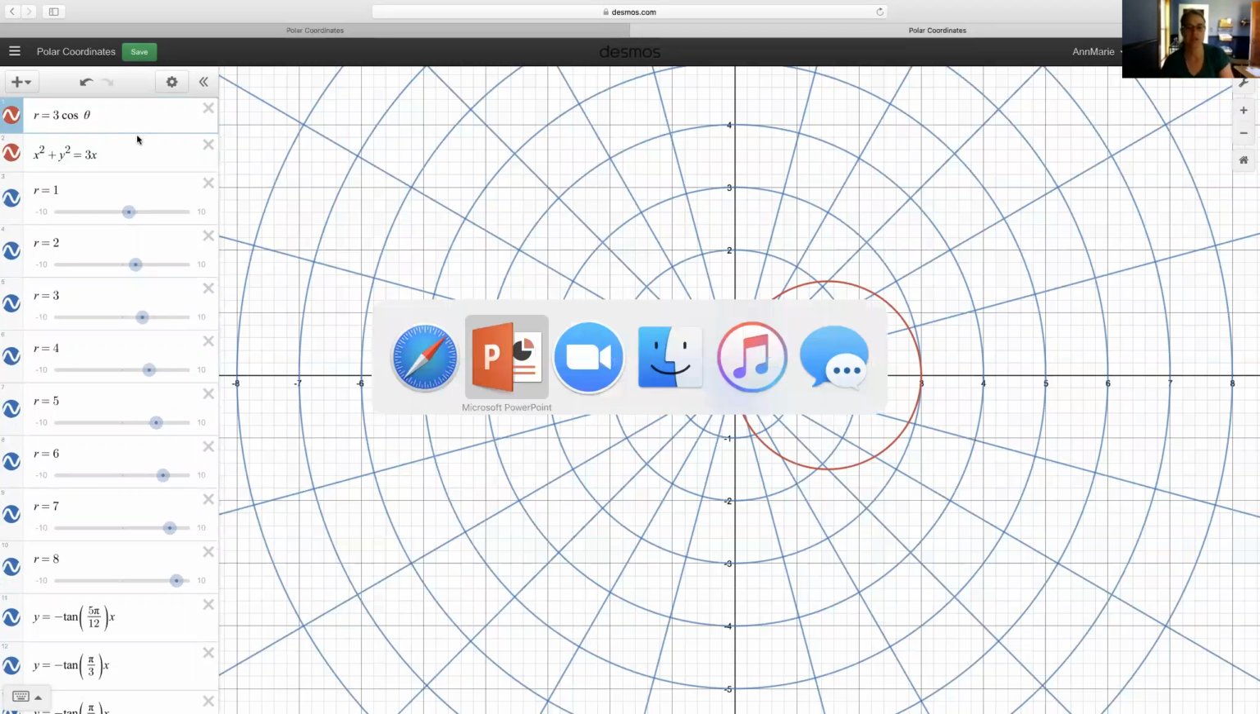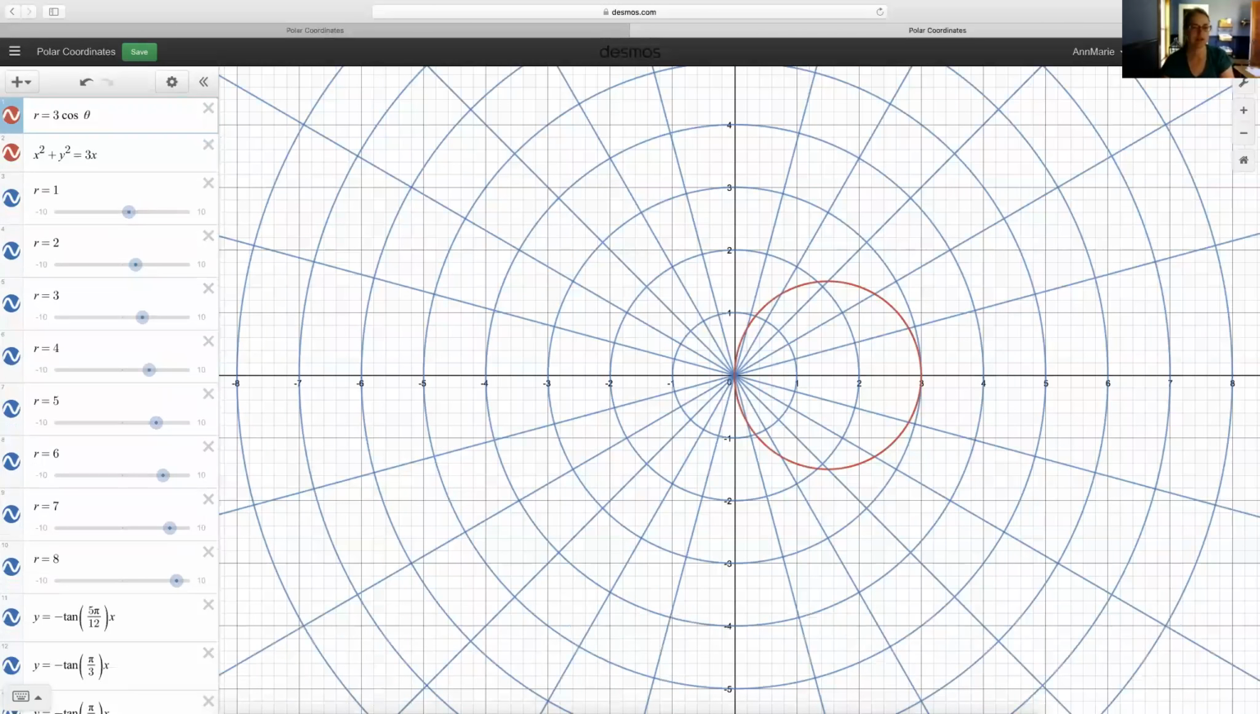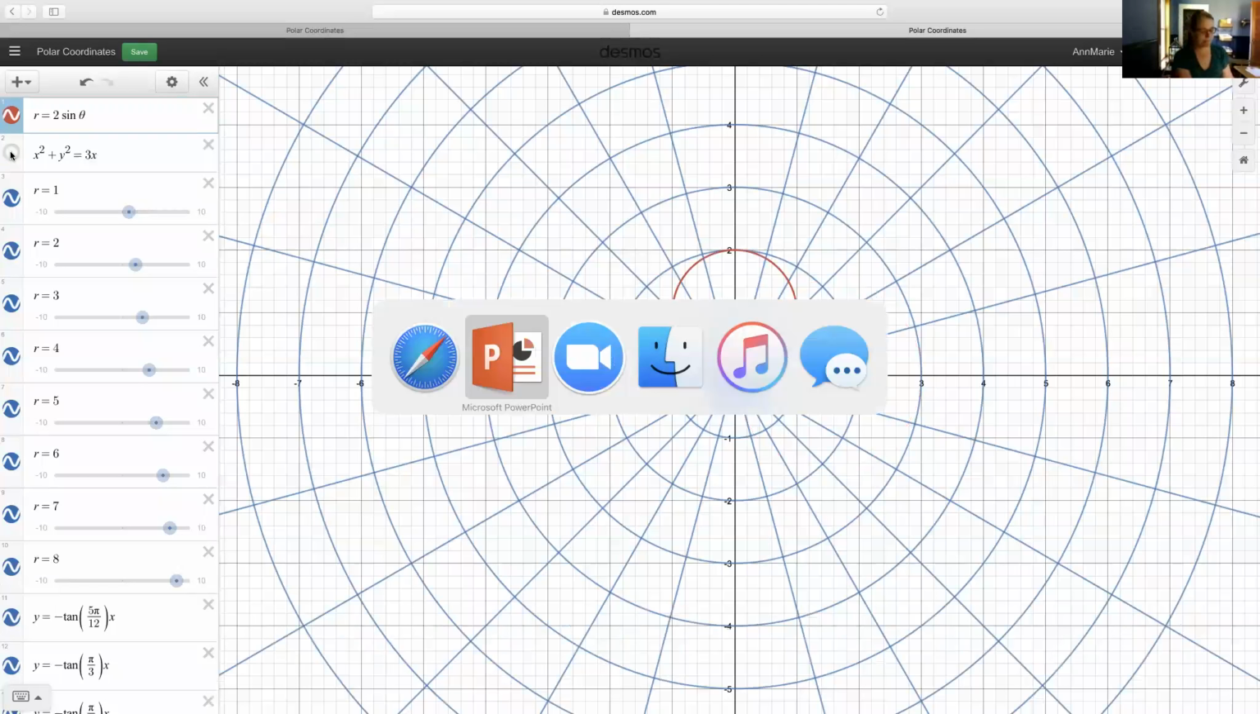Okay, let's do one more. This time we want to go from polar to Cartesian. So let's look at what this is. This is r equals 2 sine theta. Okay. We can see what this is. We know then that we're going to look for a circle. But let's go ahead and do the algebra. So r equals 2 sine theta.